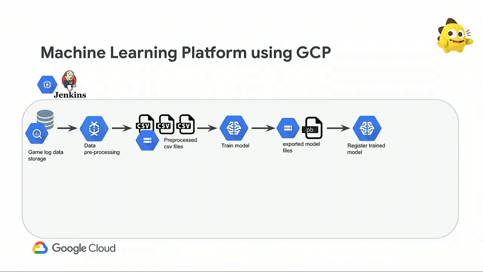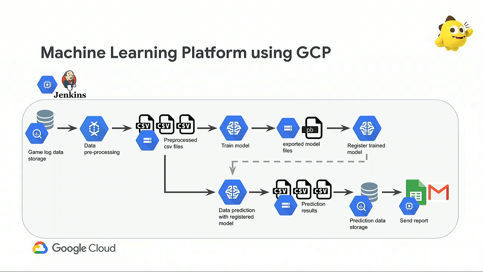So let's check out our system architecture. As you can see on the screen, all the game data was saved on BigQuery. So we use Dataflow to extract data from BigQuery and do pre-processing. And all the pre-processed data would be saved on GCS. Using the CSV files, we run an ML training job on ML Engine. When the training job is done, the exported model will be saved on GCS. So using the file saved on GCS, we can register the model on ML Engine so that we can use it for prediction. Let's move on to the prediction process.